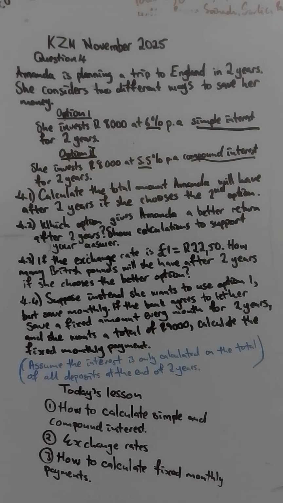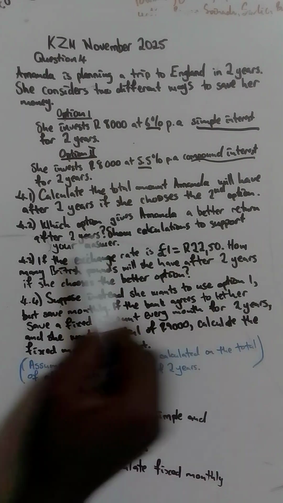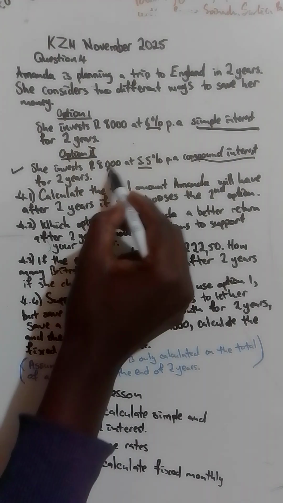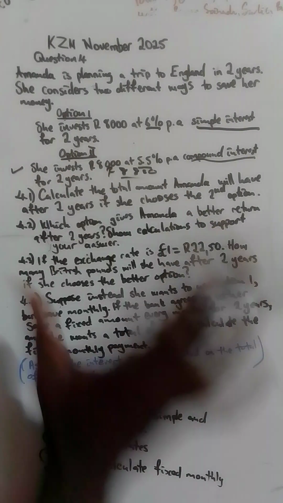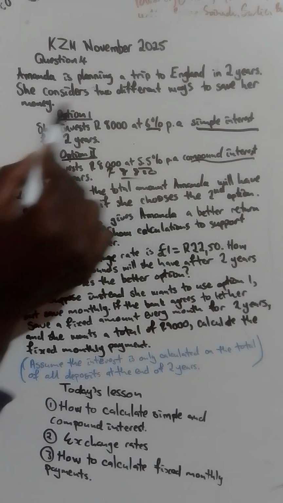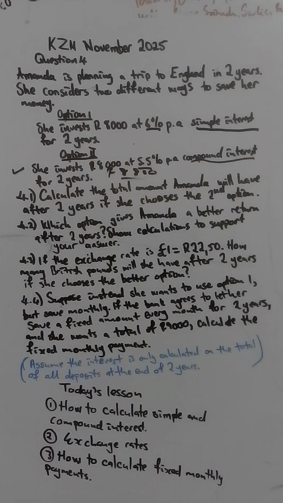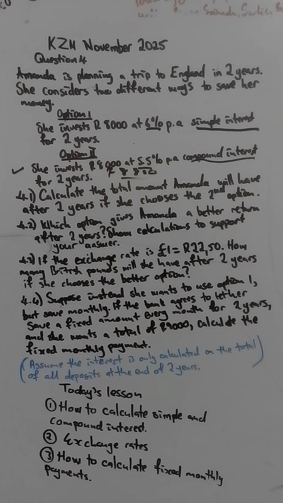4.2, now the question was, which option gives Amanda a better return after 2 years? Show calculations to support your answer. So already we know that option 2 will give Amanda 8,820. So in order for us to answer and talk about the better option, we need to first find out what about option 1. When we calculate the simple interest, will it give us a figure which is bigger than 8,820 or lower than 8,820? Once we have found this figure, then we will know between the two which one is better. So now we are going to calculate.